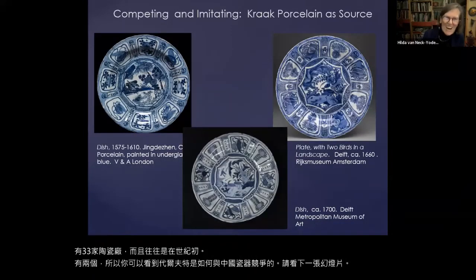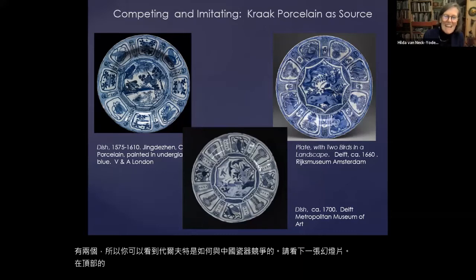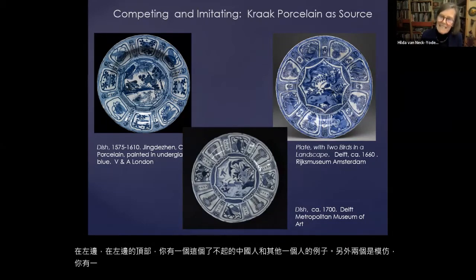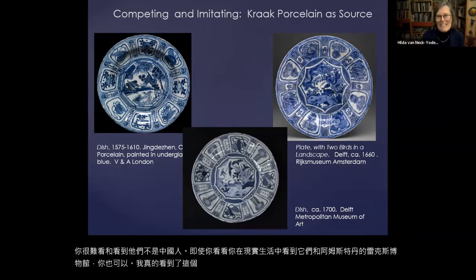On the top of the left, you have an example of this wonderful Chinese porcelain. And the other two are imitations. And you have a hard time looking and seeing that they are not Chinese porcelain. Even if you see them in real life in the Rijksmuseum in Amsterdam, I actually saw this plate. They have a wonderful exhibition of this. And then the other one is taken from the Metropolitan Museum of Art. Next slide, please.